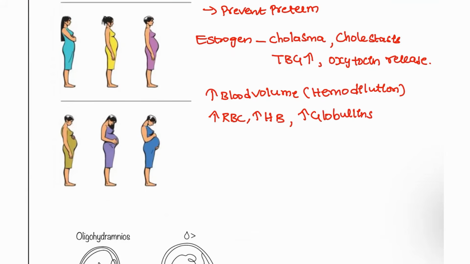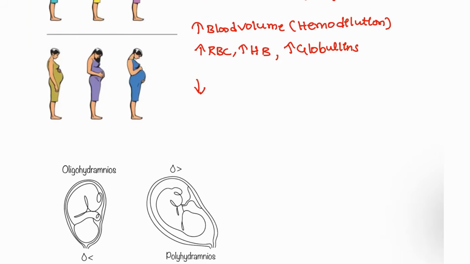Next, what are the changes that decrease here? Basically, the decrease is due to hemodilution. That means hematocrit is going to decrease. Next, factors 8 and 11 decrease, and you will see hypoalbuminemia in this patient. Platelets are also going to decrease. When platelets decrease, we call this benign gestational thrombocytopenia. That's the thing you have to remember.